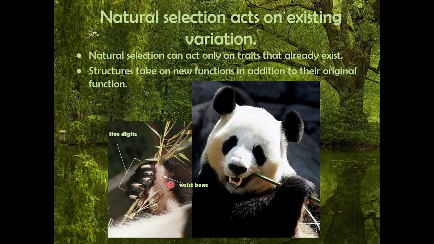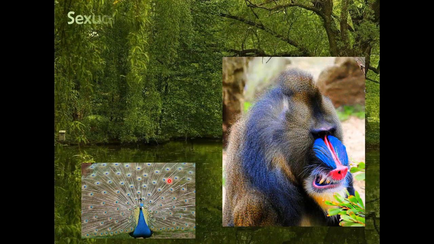Any pandas that were able to grasp their bamboo were able to get more food and spend more time finding a mate and reproducing rather than hunting food and trying to eat their food. So they had an advantage, and now all pandas have that same modified wrist bone.